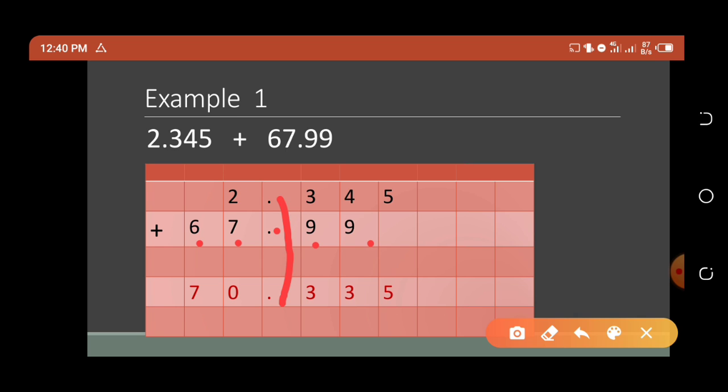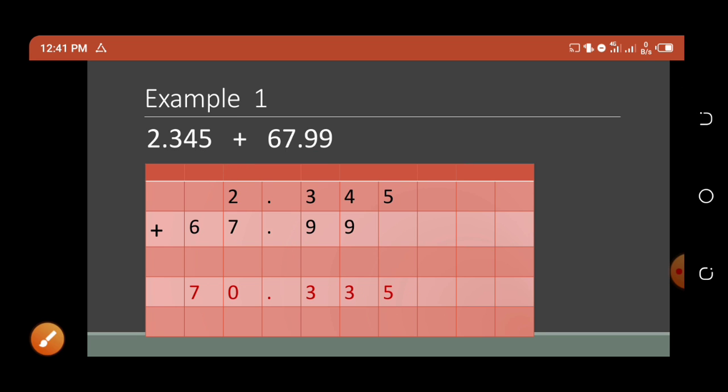Then I can add. I bring this 5 down. 4 plus 9 is 13. I carry 1. I drop 3. I carry 1. 1 plus 3 is 4. 4 plus 9 is another 13. I drop 3. I carry 1. Then I drop my decimal point here, and I say 1 plus 2 is 3, plus 7 is 10. I drop 0, and then I carry 1. 1 plus 6 is 7. All my decimals must be on a straight line.